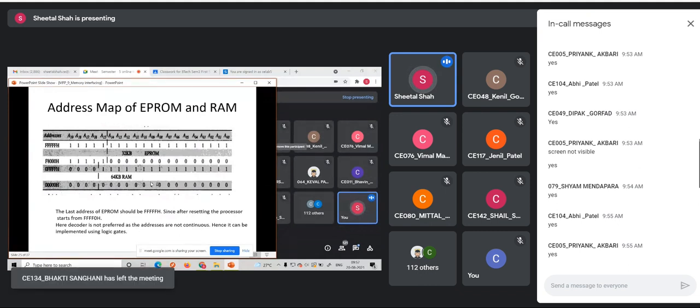The starting address would be all zeros. The ending address would be what? All these are 0, so this would be 0 here, then all the rest are 1. So F, F, F, F. So this would be my last address of this RAM. Hope everyone is clear with this. If you still have any doubts, you can ask me.